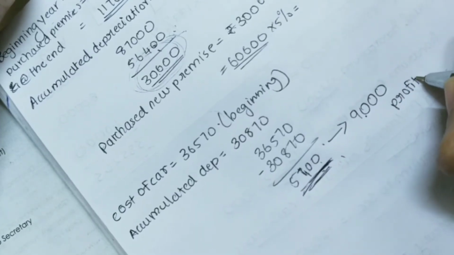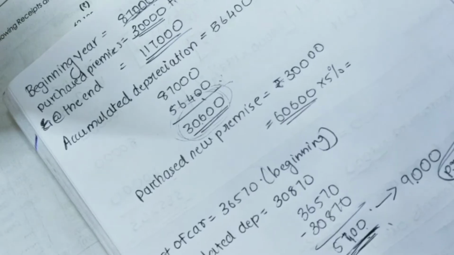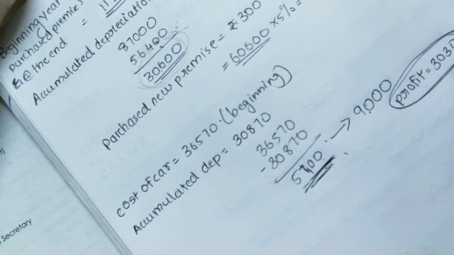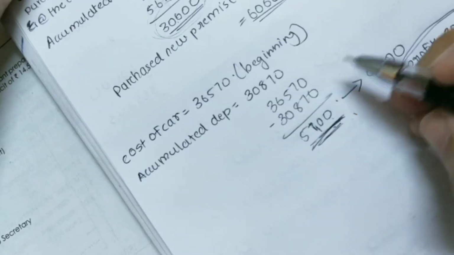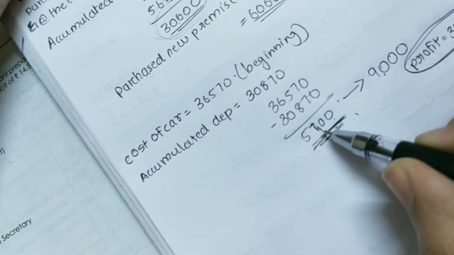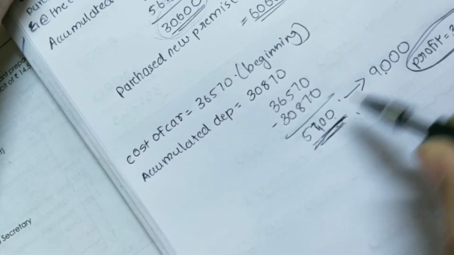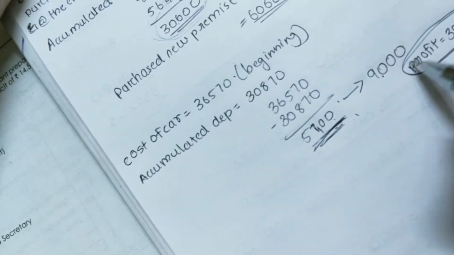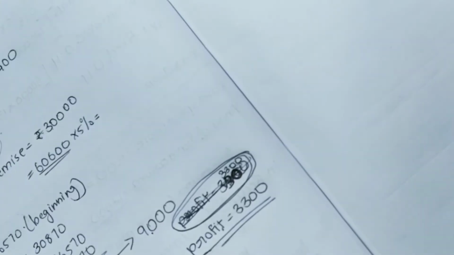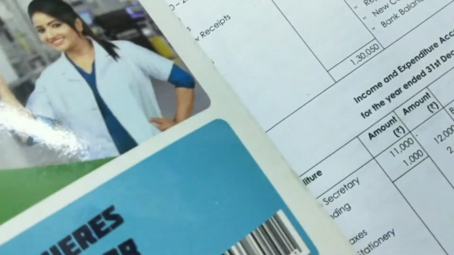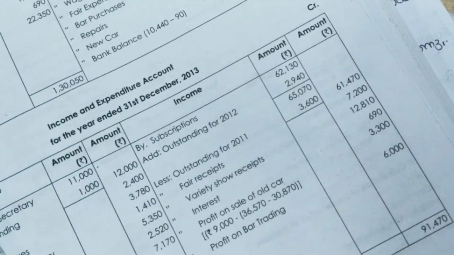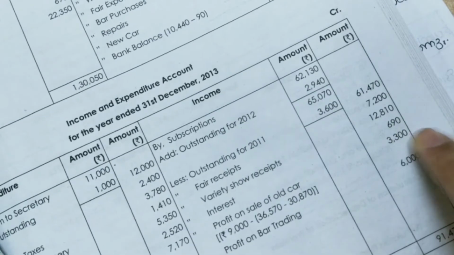You can say old car. We'll get a profit of 3,300, because the real cost, the WDV of the car, was 5,700, and we sold it for 9,000. So we got profit, and this is the amount which they have entered in the income and expenditure account. You will be able to see that amount here, 3,300. So how did we get this 3,300?